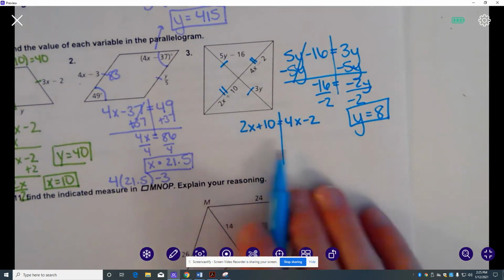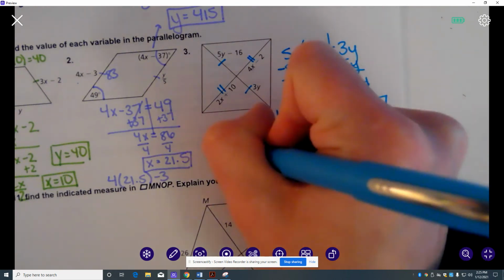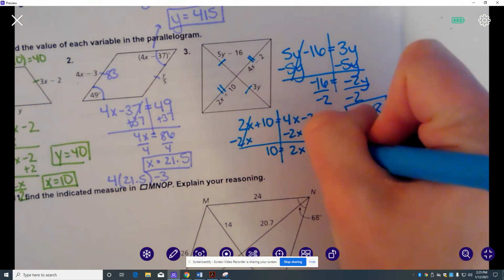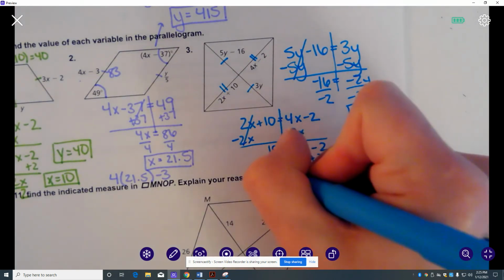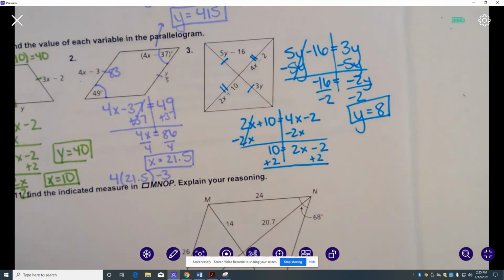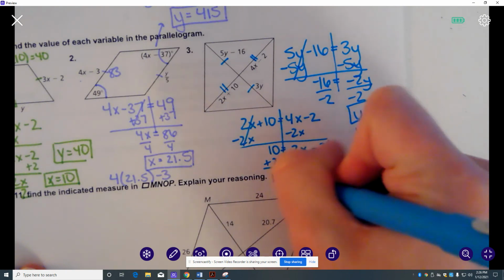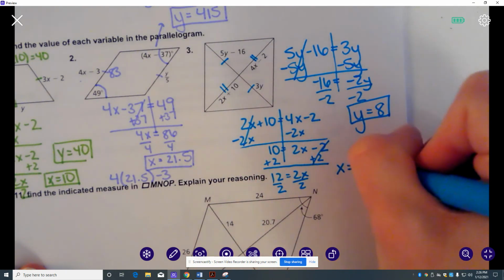I'm going to get all my x's on one side in this equation. If I'm solving these equations too fast, you can always pause the video, solve the equation, and then check it with my work when you're done. And in this one, I get that x is equal to 6.